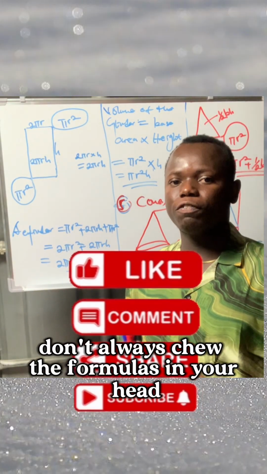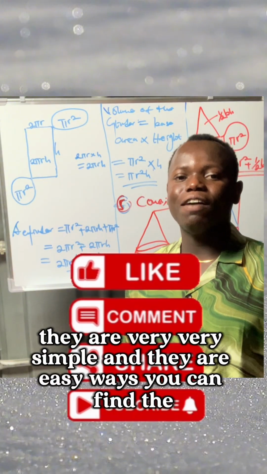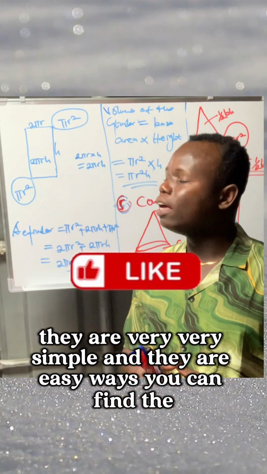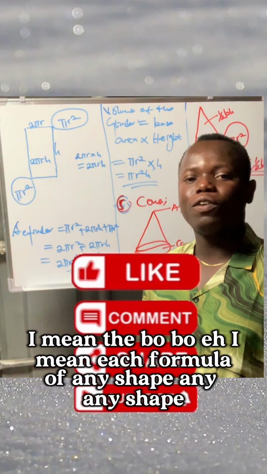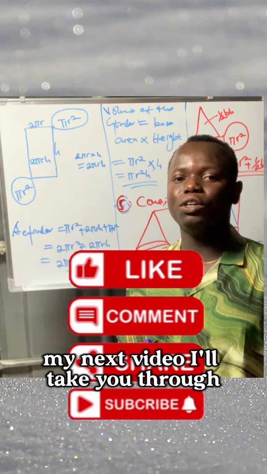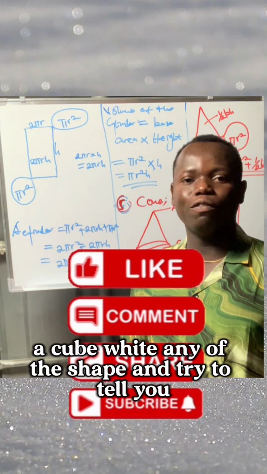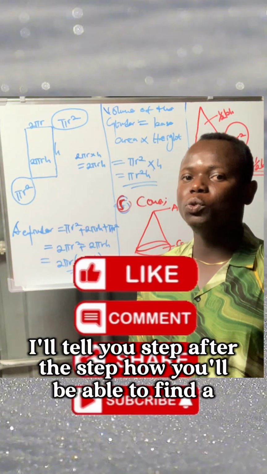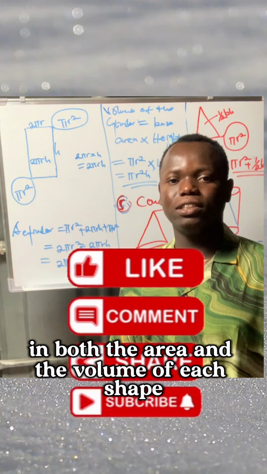Don't always chew the formulas in your head. Are we okay? Don't chew the formulas in your head. They are very, very simple, and there are easy ways you can find the formula of any shape. In my next video, I'll dismantle a trapezium, a cuboid, and other shapes, and tell you step by step how you'll be able to find both the area and the volume of each shape.